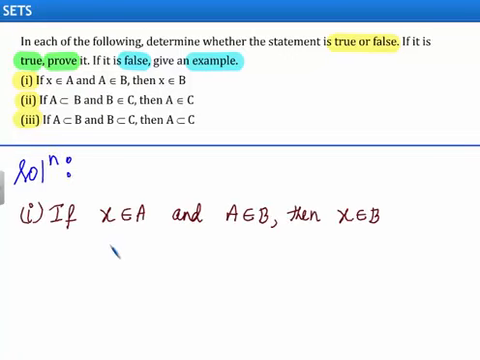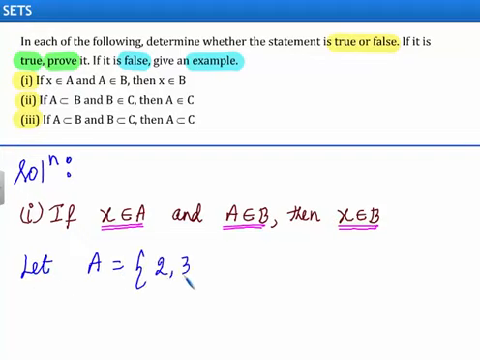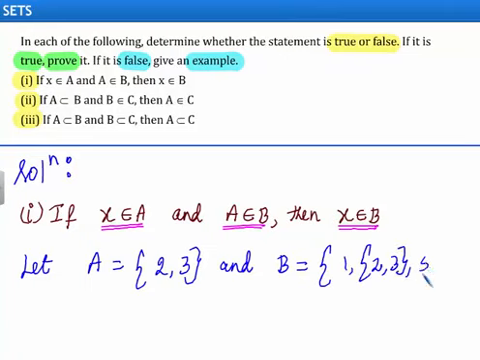In the first statement, we have: if x belongs to A and A belongs to the set B, then x belongs to the set B. Let us assume that set A is equal to {2, 3} and set B is equal to {1, 2, 3, 5}.